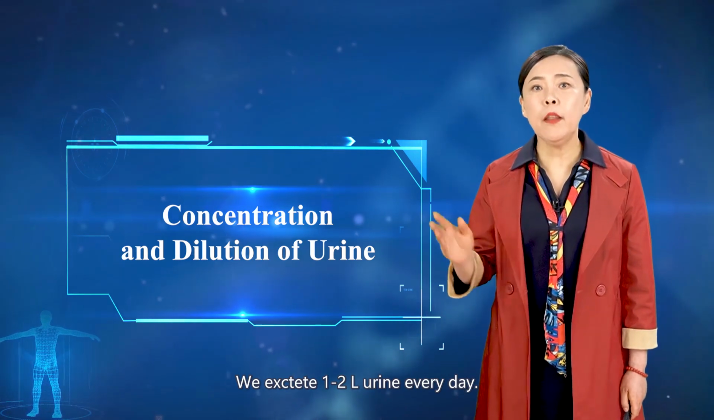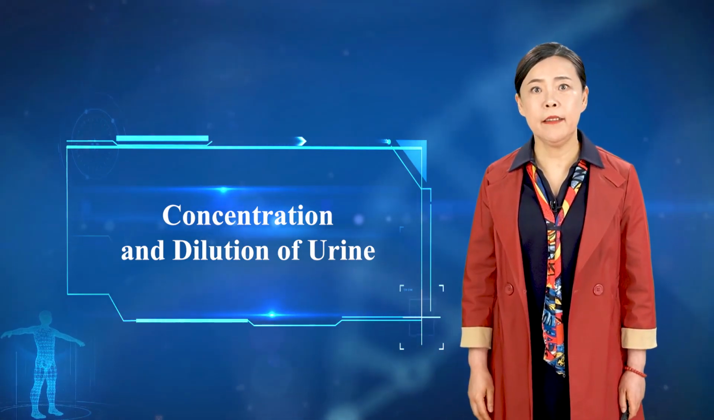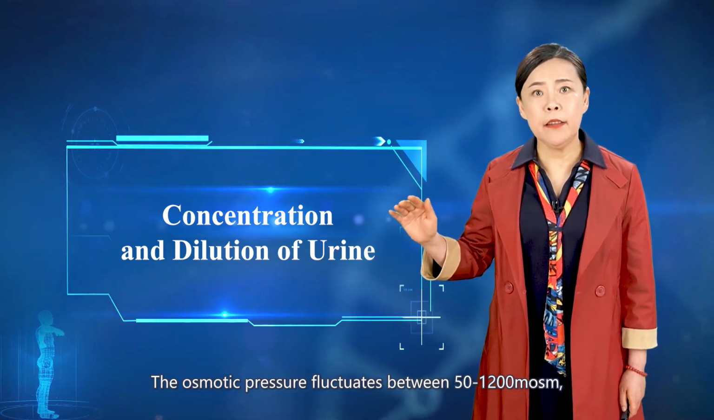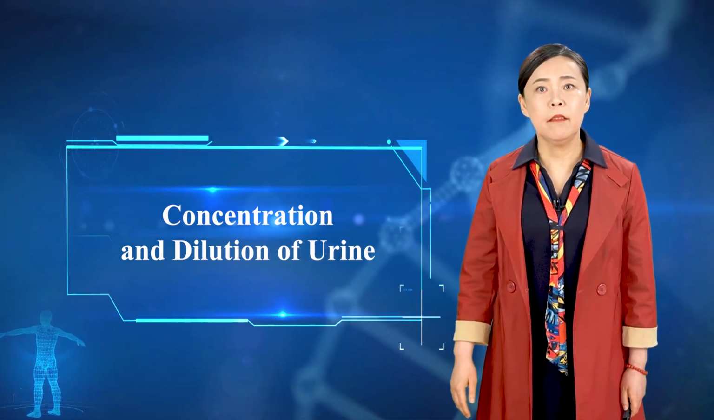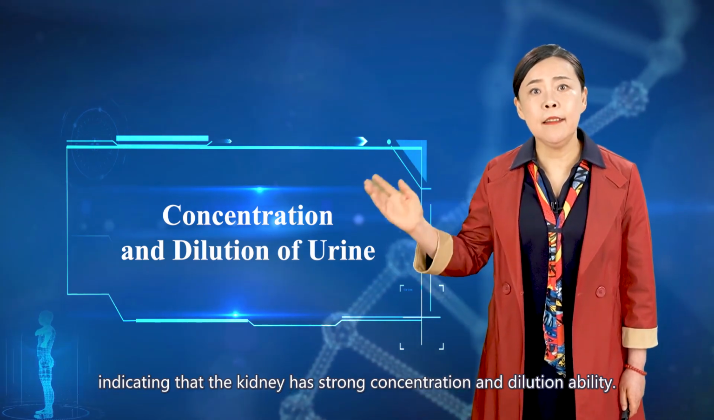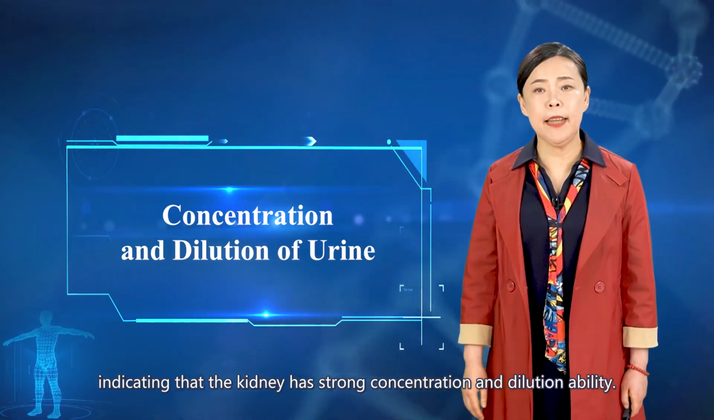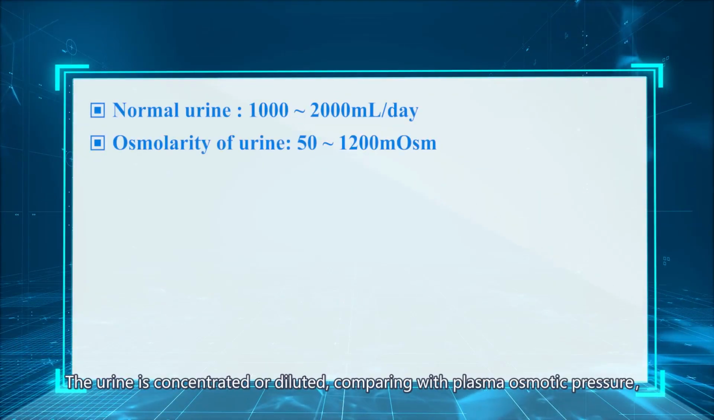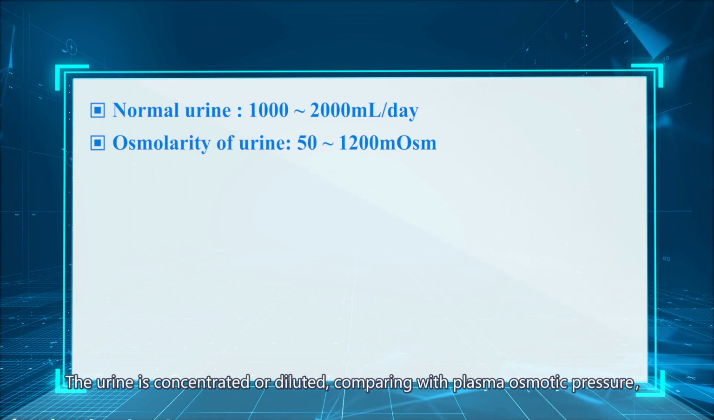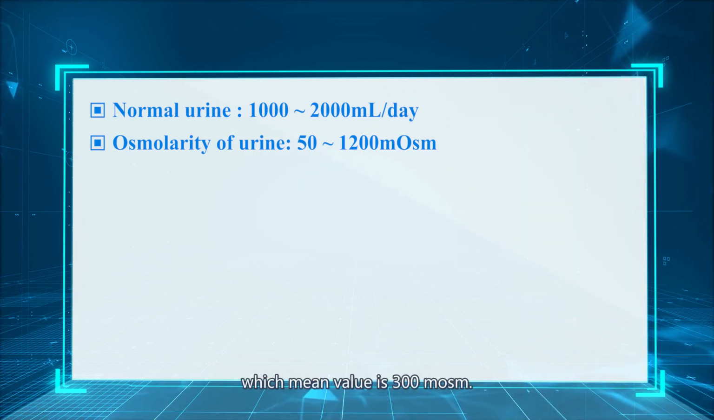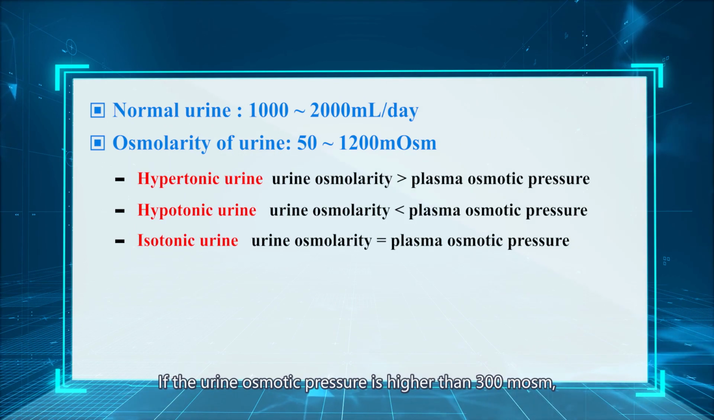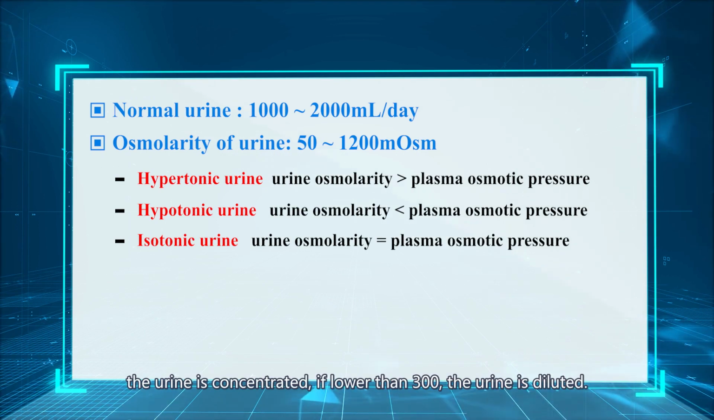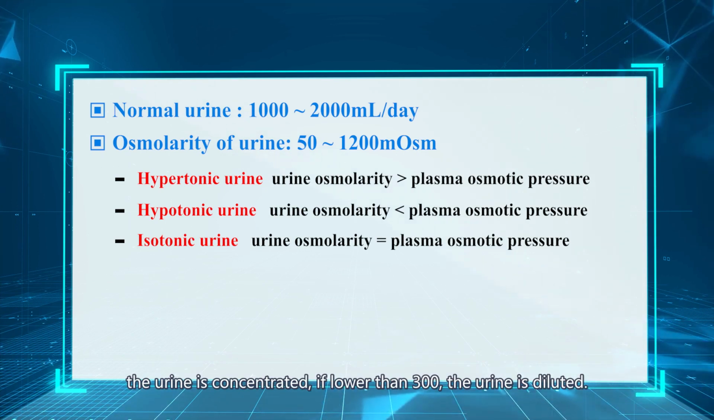We excrete 1 to 2 liters of urine every day. The osmotic pressure fluctuates between 50 to 1,200 milliosmolar, indicating that the kidney has a strong concentration and dilution ability. The urine is concentrated or diluted compared with plasma osmotic pressure, whose mean value is 300 milliosmolar. If the urine osmotic pressure is higher than 300 milliosmolar, the urine is concentrated. If lower than 300, the urine is diluted.